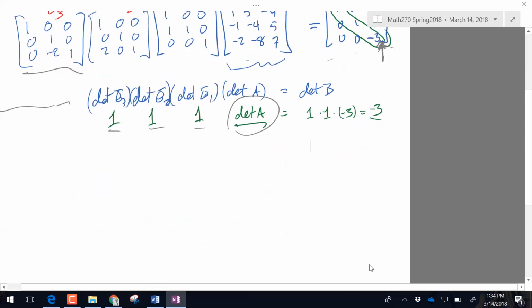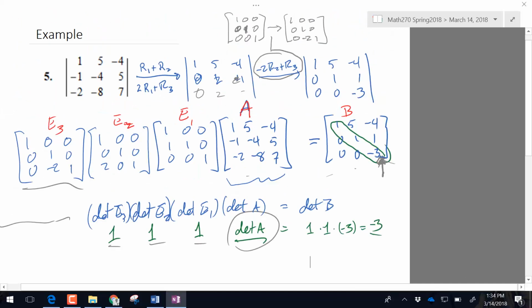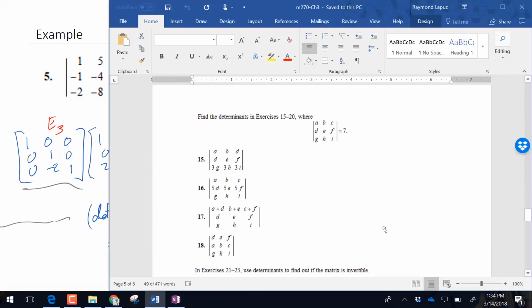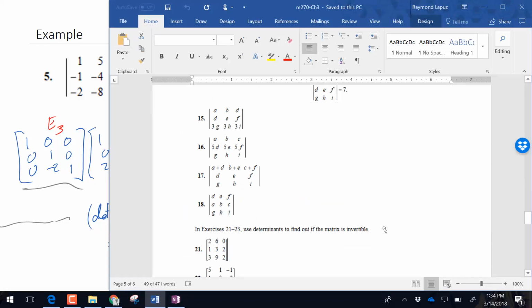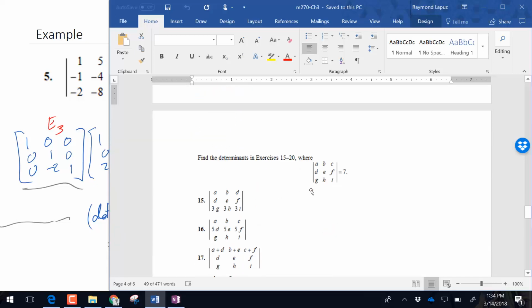Okay. Any questions? All right, let's see if we can do. Are there any more? You got the idea with row reducing.